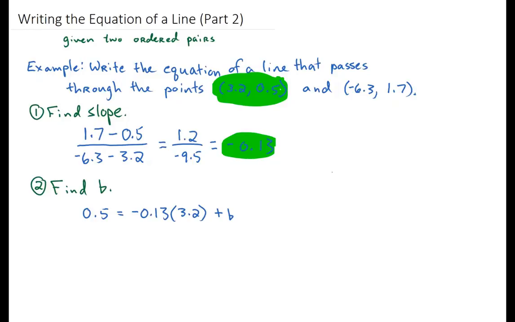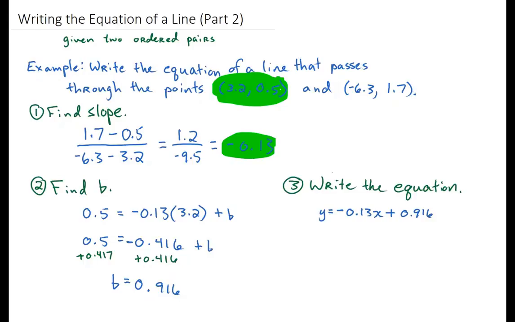Now taking the -0.13 and multiplying it by 3.2, I get -0.416. And then what I'm going to do is add that to both sides in order to isolate the b. And that'll give me b equal to 0.916. Okay, so I've got my b, I found my slope, I found my b. The only thing left to do is to put it all together and write the equation. When we do that, we get y equal to -0.13x plus 0.916. And that's it. That's our equation with all the lovely decimals.